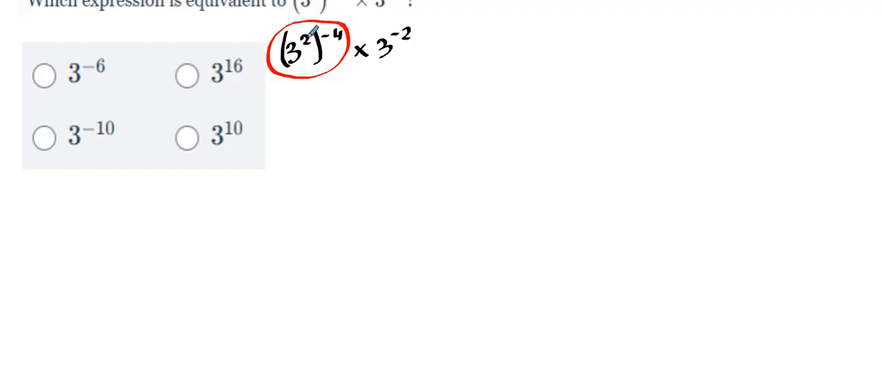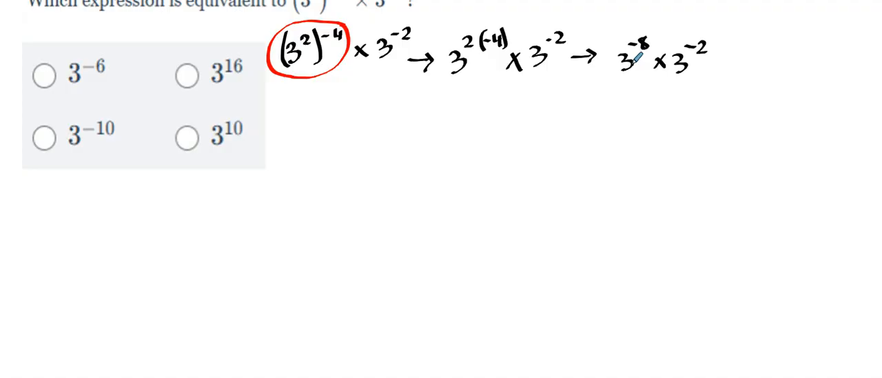And it's going to be 3 to the power of 2 multiplied by negative 4. So in the next step, 3 to the power of 2 multiplied by negative 4. We'll rewrite the rest of the problem, 3 to the power of negative 2. And then what does this simplify to? 2 times negative 4 is negative 8. So moving over here, we have 3 to the power of negative 8 multiplied by 3 to the power of negative 2. Now we're multiplying.